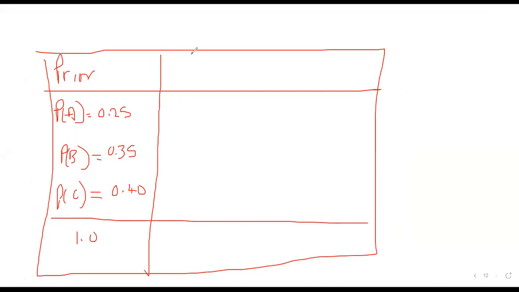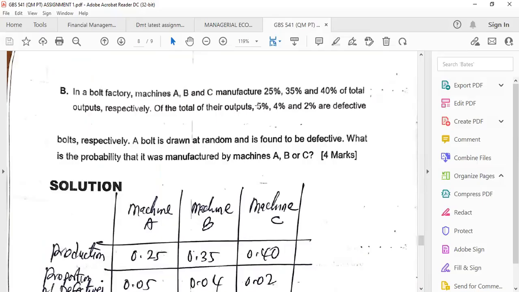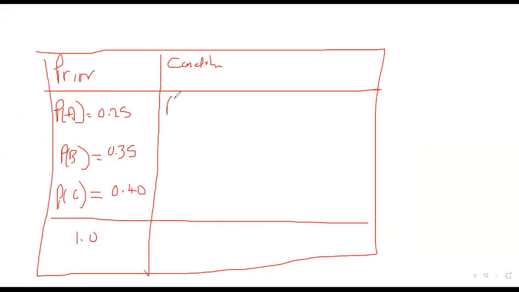The next one, conditional probability. Conditional probability never adds up to 1. So we have the key issue of being defective. So D coming from A is what? 5%, 4, and 3. Not 2, 4, and 3. So D coming from A is 5%, which is 0.05. Then D, defective, coming from B will be what?